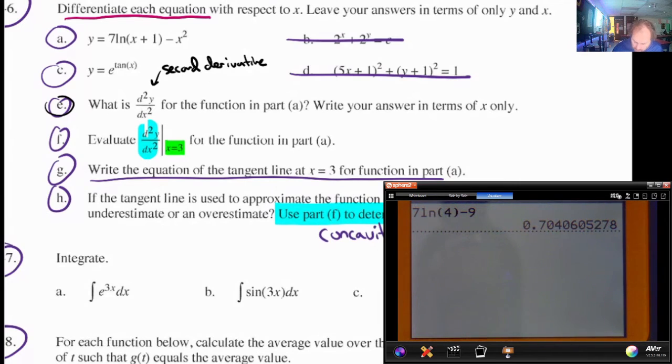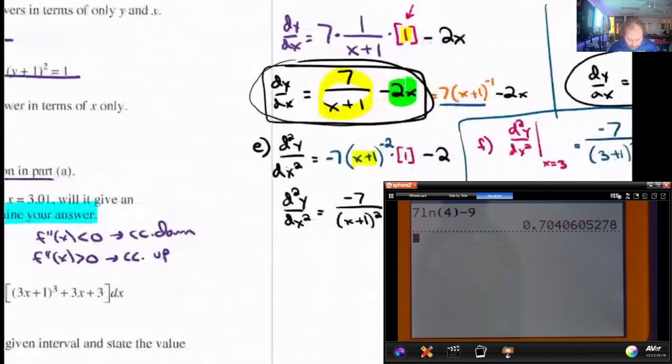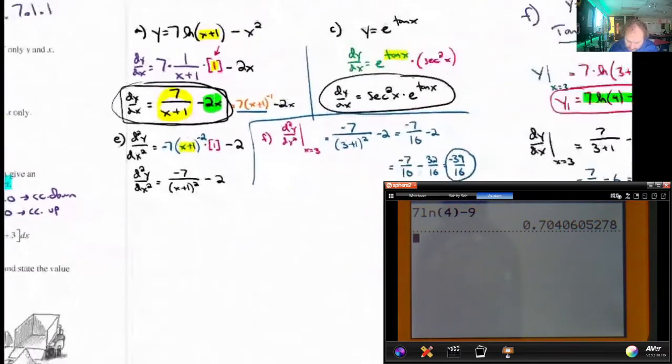This is a review problem, but if the second derivative, let's say f double prime of x, is less than 0, we're talking about it's concave down. And if the second derivative is greater than 0, we're talking about a curve that is concave up. So let's take a look at what's going on at 3.01 in our second derivative. This is for part G.